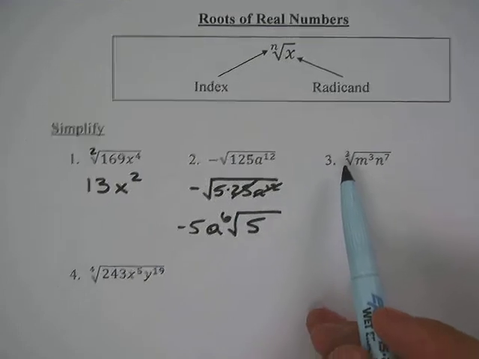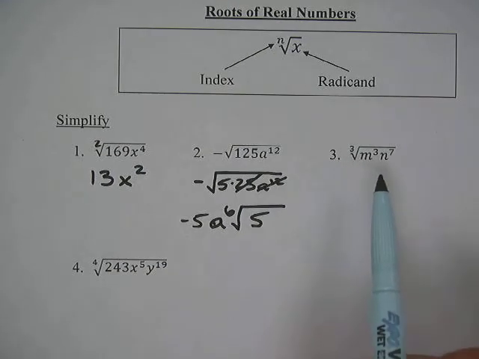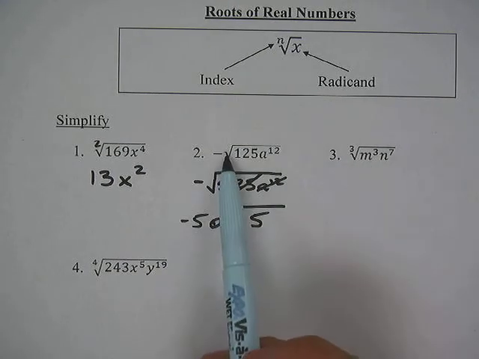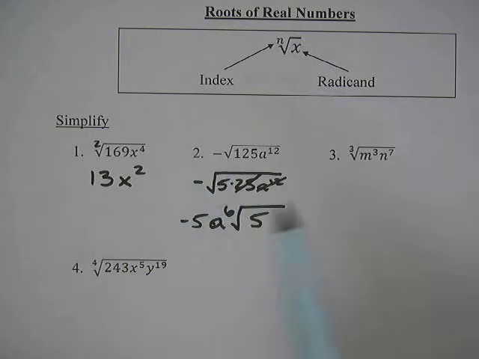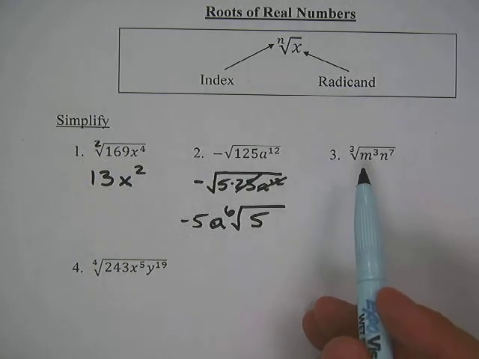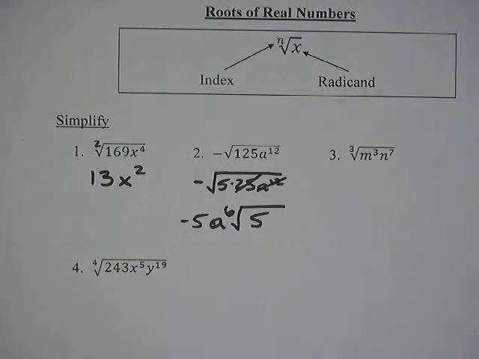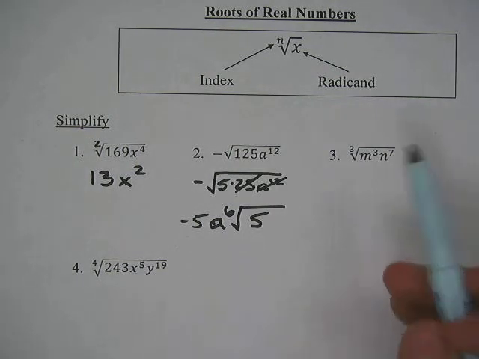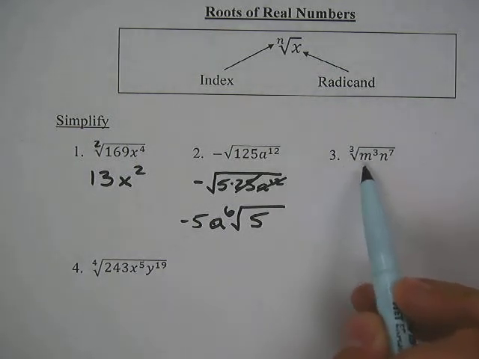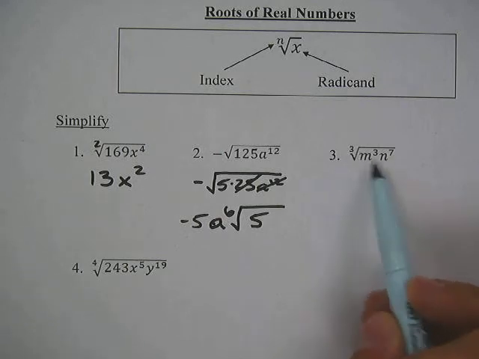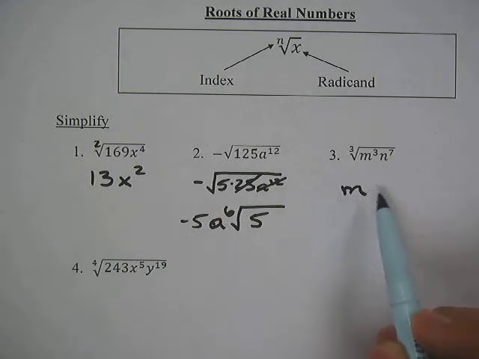Now, what if it's a different number? What if it's a number like a 3? So this would be a cube root. With square roots, you're looking for numbers or factors that when you multiply them by themselves, you get back to the original. With a cube root, you're looking for a number or a variable that when you multiply it by itself 3 times, you get back to the original. So in this case, I'm talking about the cube root of m to the 3rd. Well, the cube root of m to the 3rd is just m.